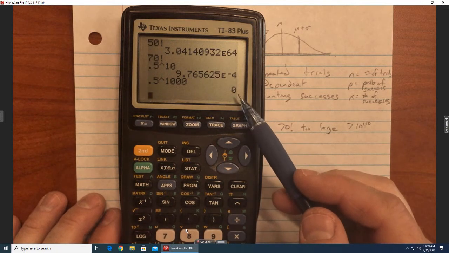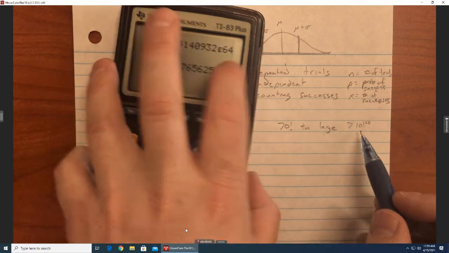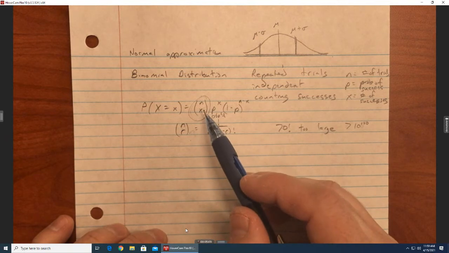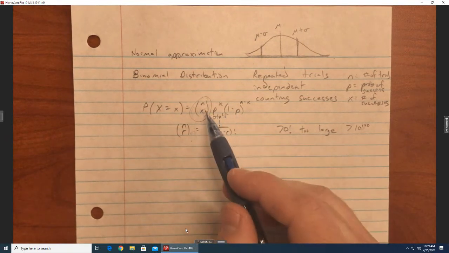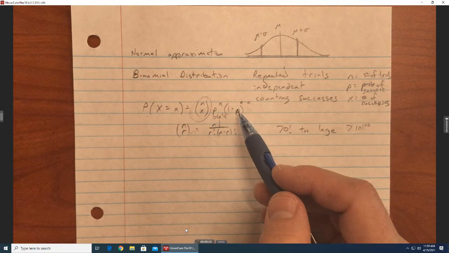Well, the calculator doesn't know what to do with it. It just calls it 0. Basically, again, this is getting to be too small for the calculator to deal with. So simultaneously, when we start dealing with large values of n here, we start having numbers that are too large for the calculator to deal with and numbers that are too small for the calculator to deal with.